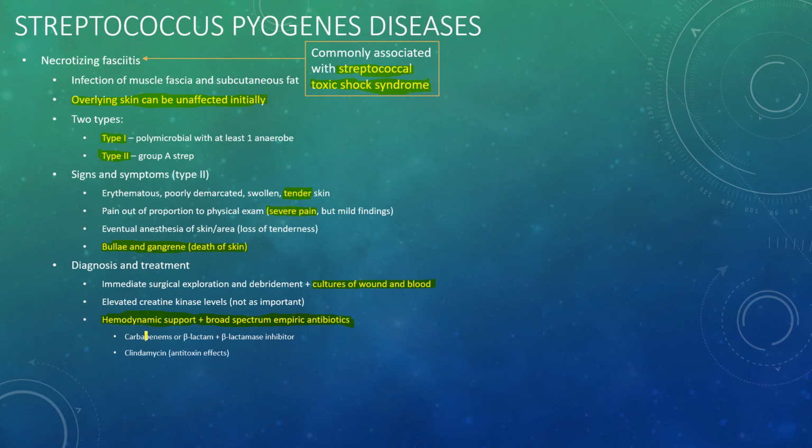Clindamycin will also be used in addition to one of these, because it has antitoxin effects. Something you may not have known before is that clindamycin is actually antitoxin and will help with this condition, which is caused by a toxin. Also give an anti-MRSA drug like vancomycin. So all three of these are needed for the empiric antibiotic therapy.